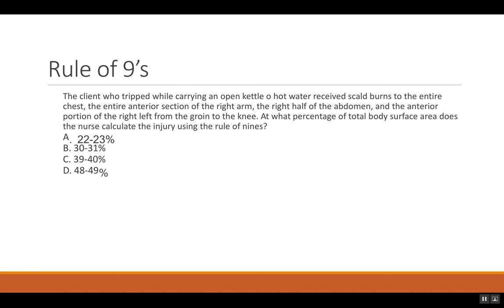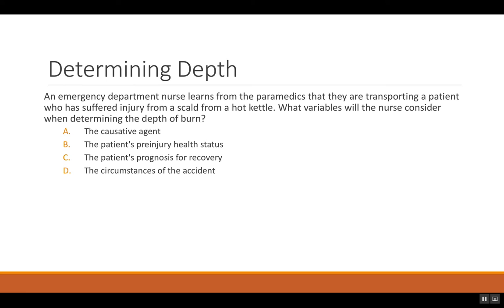The client who tripped while carrying an open kettle of hot water received scald burns to the entire chest, the entire anterior section of the right arm, the right half of the abdomen, and the anterior portion of the left leg from the groin to the knee. At what percentage of total body surface area does the nurse calculate the injury using the rule of nines? It would be A, 22 to 23%, and I'll let you calculate that just for time's sake here.